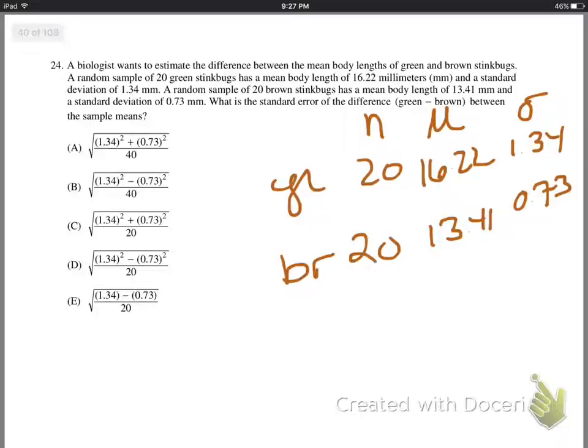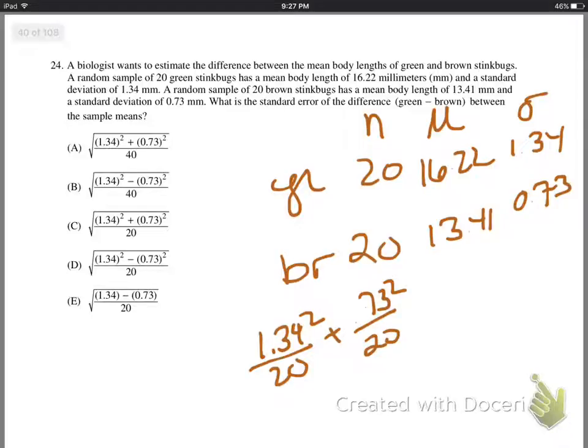And they want us to find the standard error. Remember, the standard error is a standard deviation. So what do we know here? Remember, we have to bring it up to variance, okay? So when we bring it up to variance, notice here they just wrote everything squared. So it's going to be 1.34 squared over 20 plus 0.73 squared over 20.